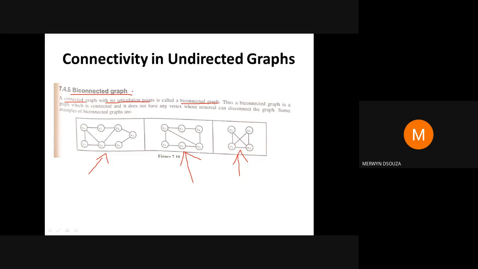So when you're calling a graph a biconnected graph, these words are important. First of all, it should be connected. Then second, it should have no articulation points. If both these conditions are satisfied, then only we call the graph a biconnected graph.